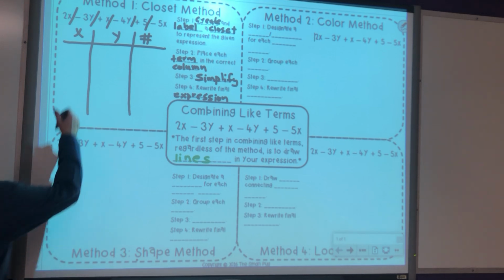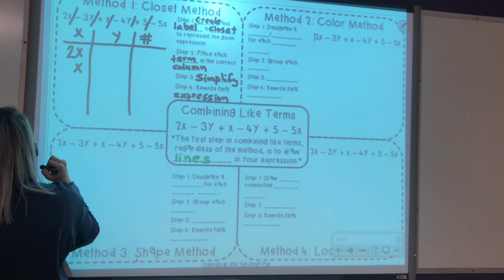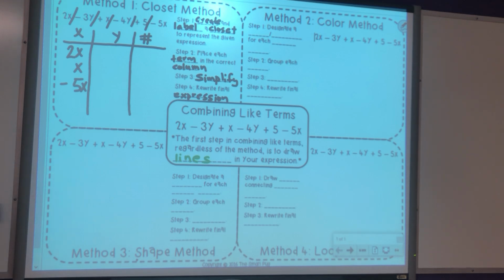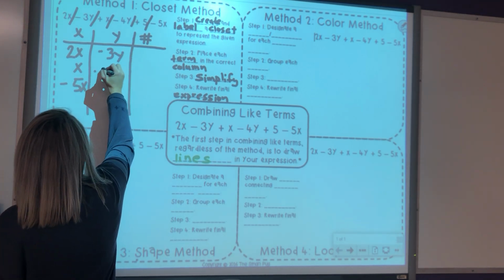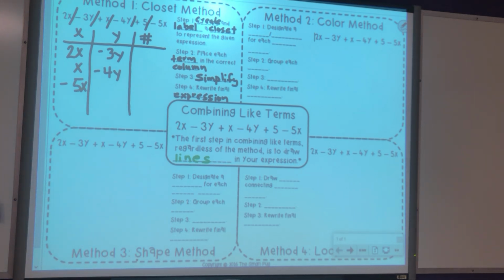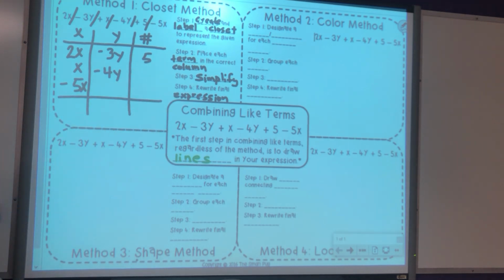So our x terms, we have 2x, x, and negative 5x. Then we have a negative 3y and negative 4y. And then for our constants, we just have 5. What's in front of this x? 1.